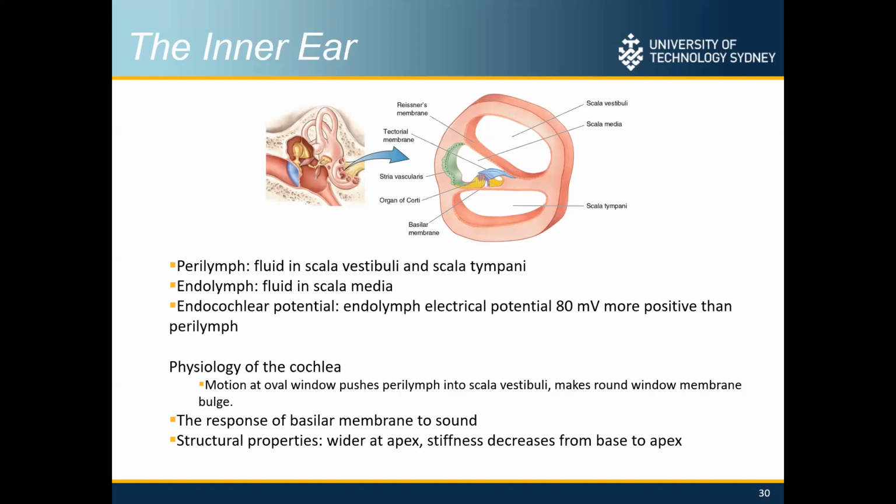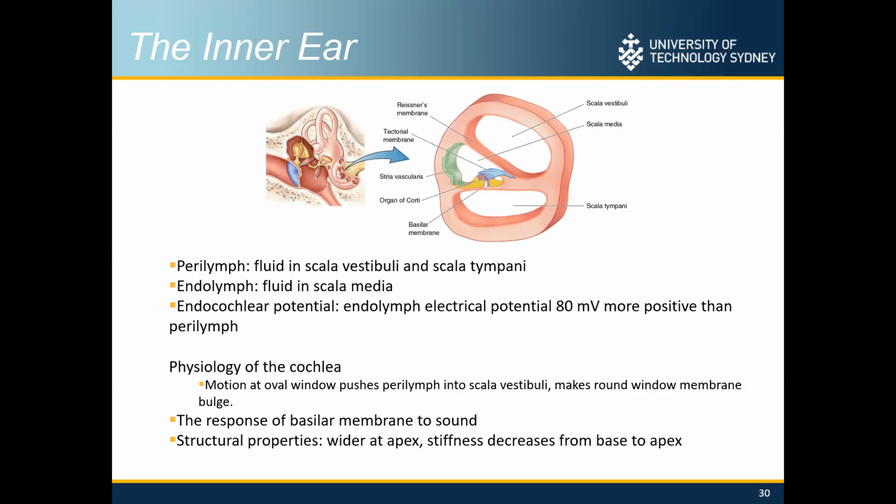The scala vestibuli and tympani contain a fluid called the perilymph, while the scala media contains the fluid called the endolymph. It was identified that there is an endocochlear potential between the two fluids, where the endolymph was shown to be more positive than the perilymph by about 80 millivolts.